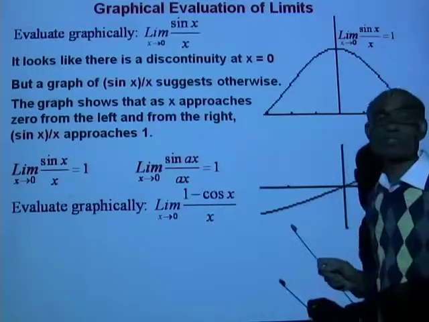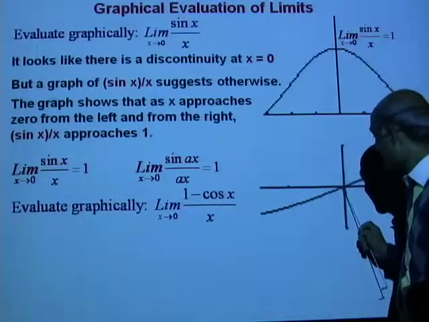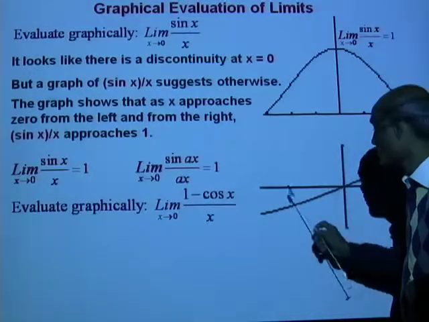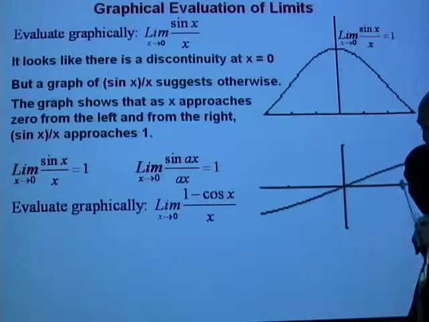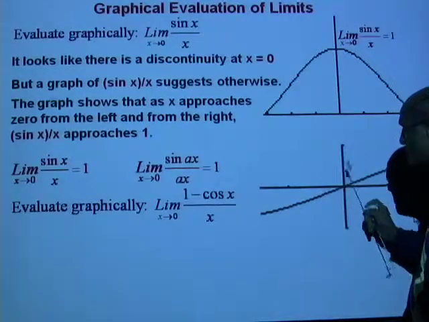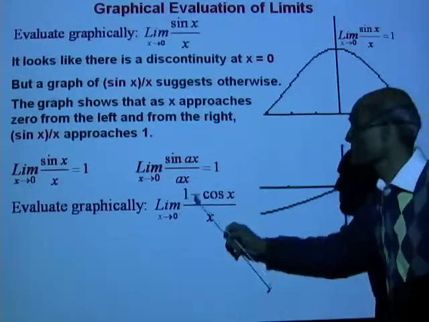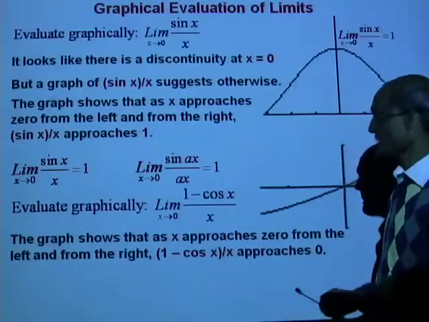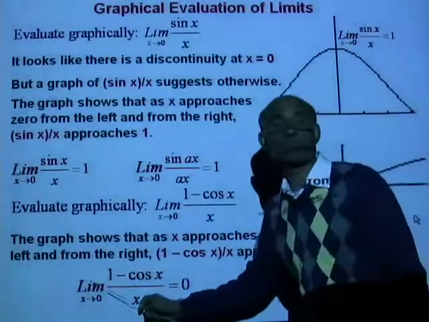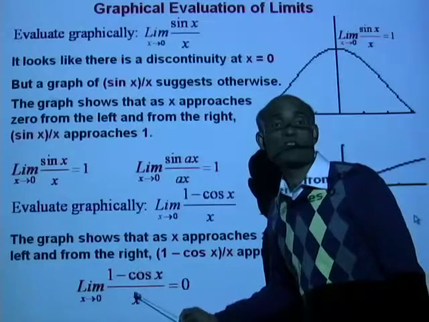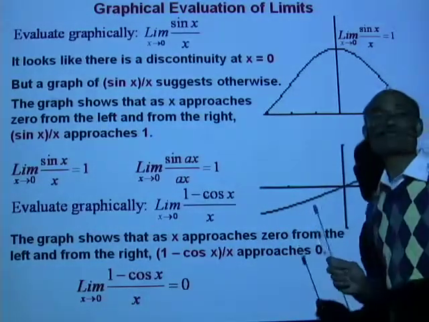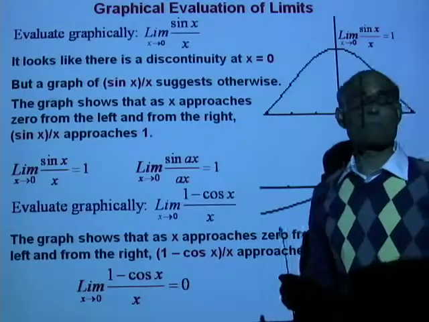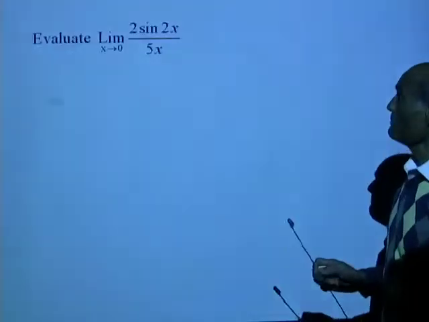You can see the function goes through the origin. So as x approaches 0 from the left or from the right, the function value is 0. So what's the value of that limit? Limit x approaches 0, 1 minus cos x over x equal to 0. That limiting value is 0.